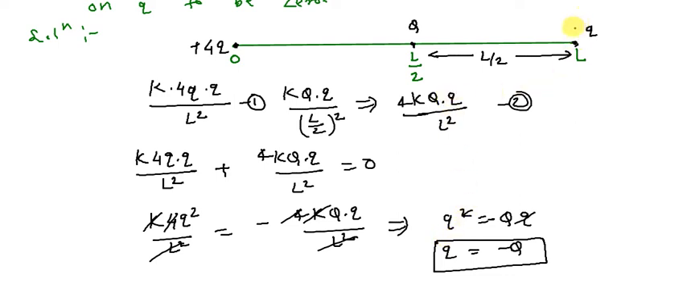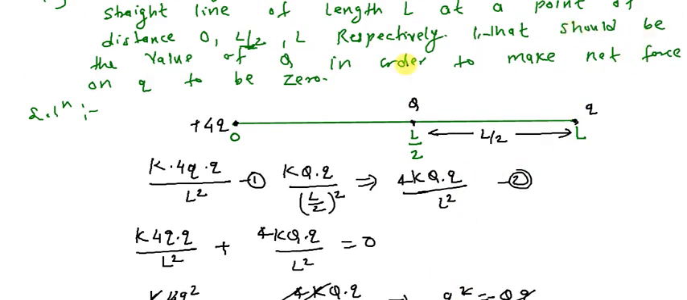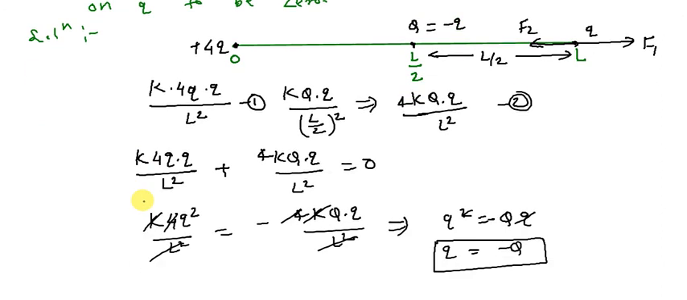So what was the question? What should be the value of Q? This should be equal to minus q. Now this is plus q and this is plus 4q, so this will exert a force in this direction, and this is minus q, so this will attract this charge in this direction. Suppose this is F1 and this is F2. Both the forces are opposite and the magnitudes will be equal because of the distance in Coulomb's law. So Q equal to minus q is your answer.